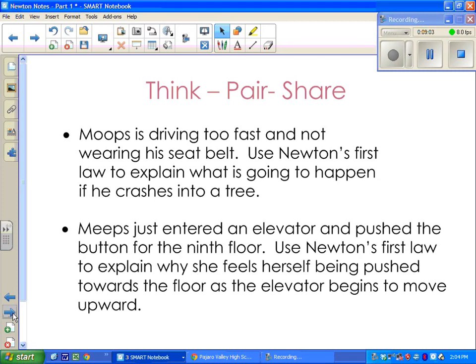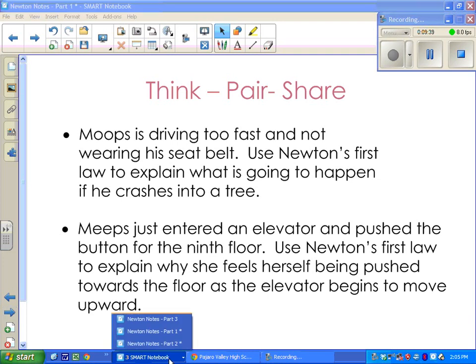The second one, Meeps just entered an elevator and pushes the button for the 9th floor. Use Newton's first law to explain why she feels herself being pushed towards the floor as the elevator begins to move upward. She enters the elevator, she's at rest, the elevator's at rest, she pushes the button, the elevator starts to move up, but because she's at rest and wants to stay at rest, the floor of the elevator is literally going to push into her feet, which makes her feel heavier.